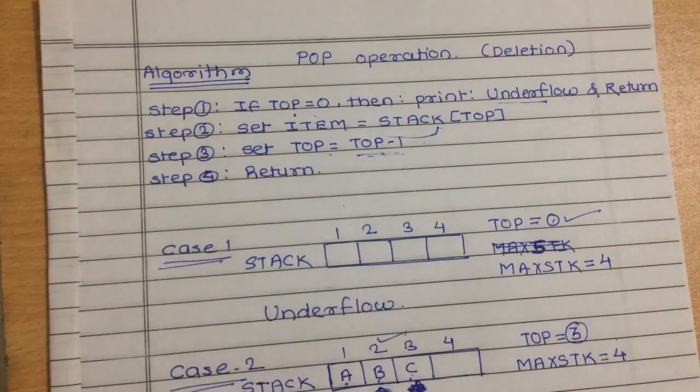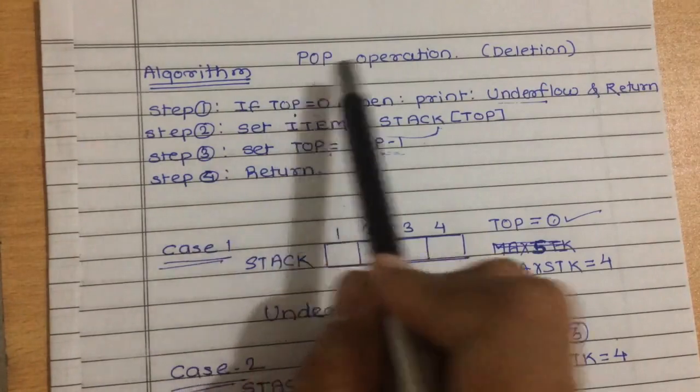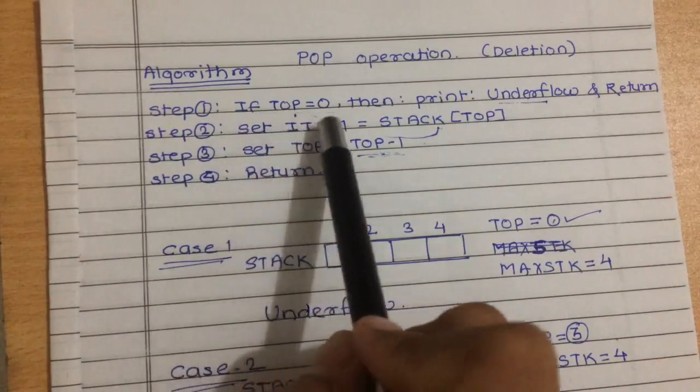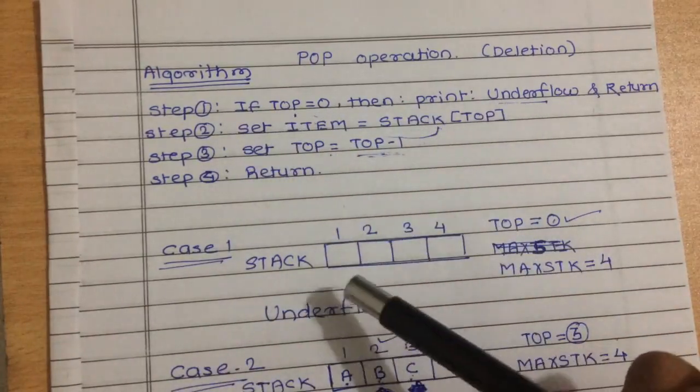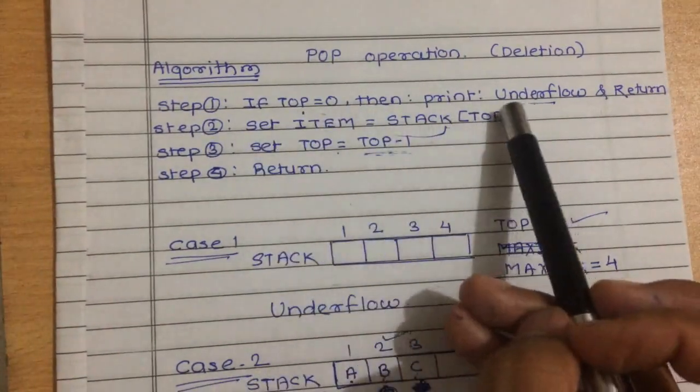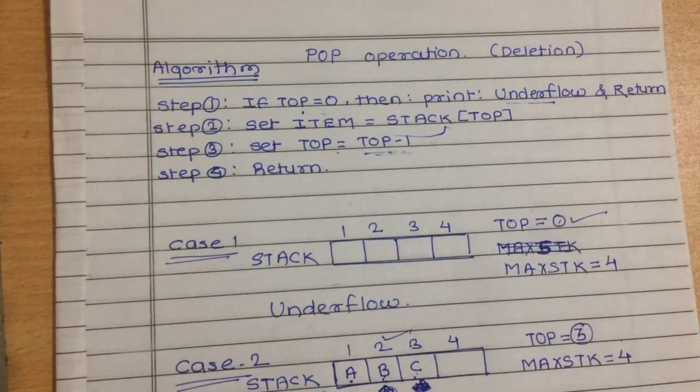So here in this case basically pop operation is used for deletion. So here the first step is there. In the first step we have checked whether the stack is empty or any element is present or not. If the stack is empty, then simply we have to print underflow and we have to return from the algorithm or return from the program. So in case of push operation, we have to check whether the stack is full or not, and in case of pop operation we have to check whether the stack is empty or not. If empty, just print underflow, and if it is not empty, then just go to the second step.